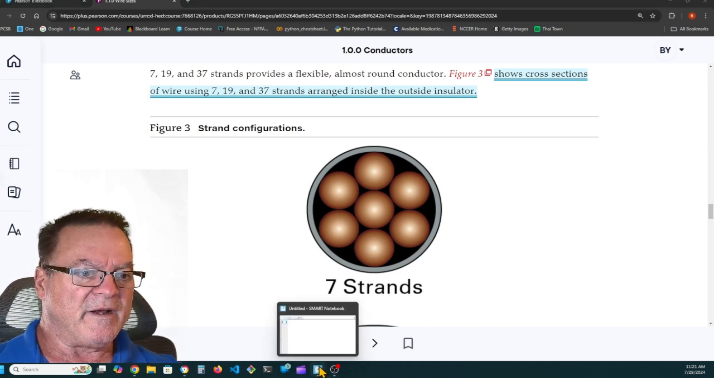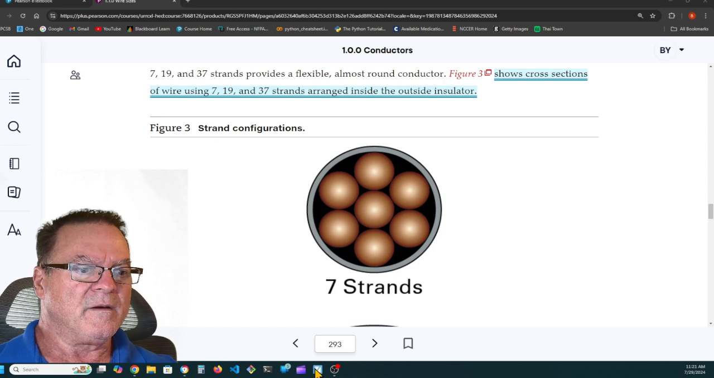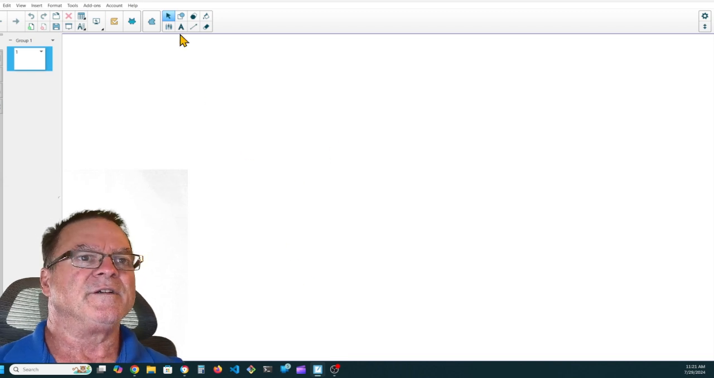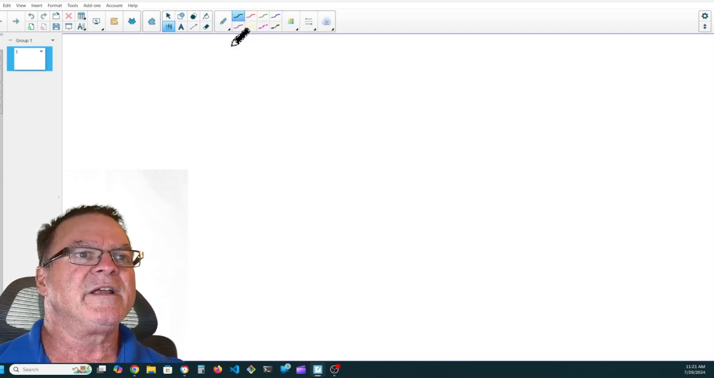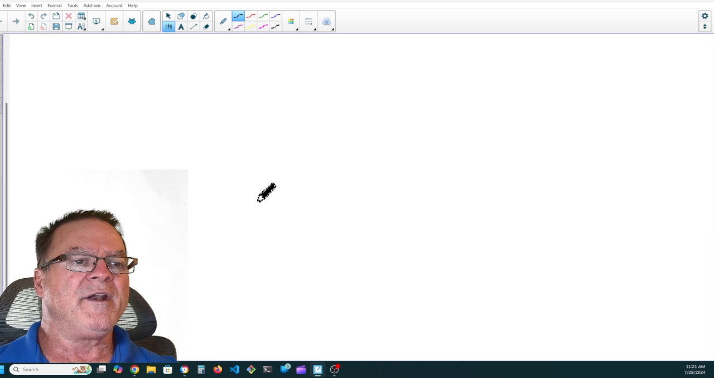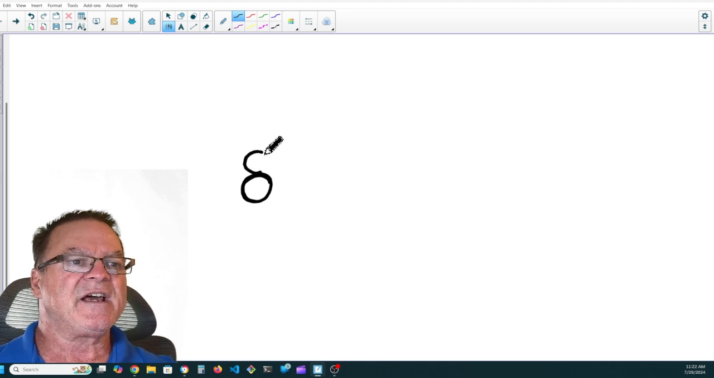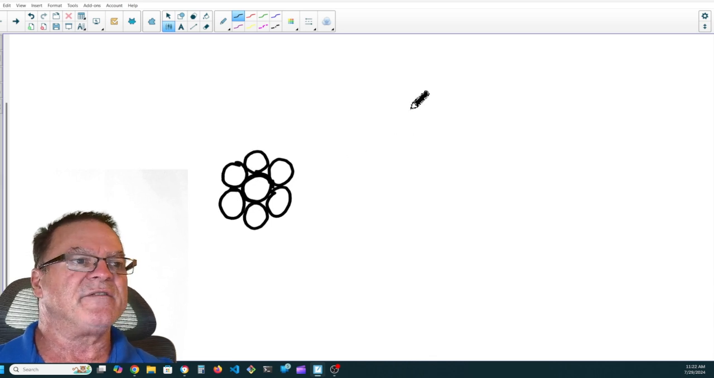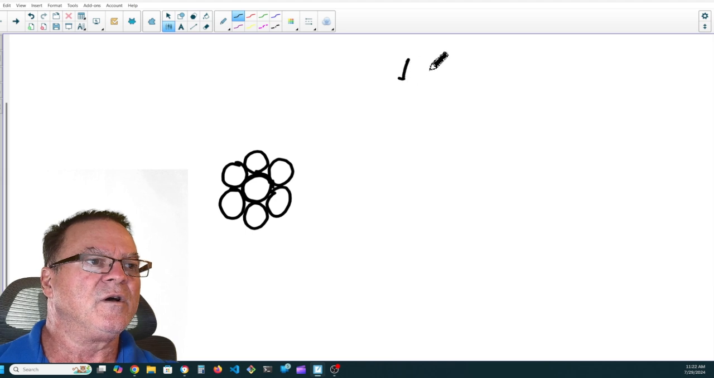I'm going to open my... Here's my magic writing implement. So if I have one conductor, it's solid. And if I have stranded, the next size up, I'm going to put 6 strands of the same size around that one. So 1 and 6 are 7. So we have 1, we have 7.